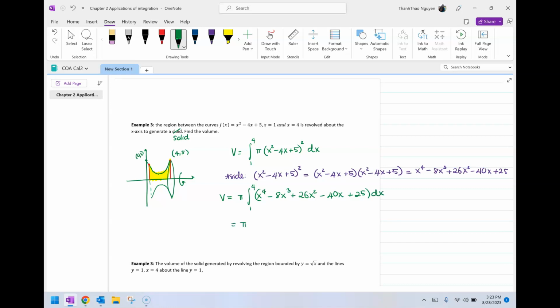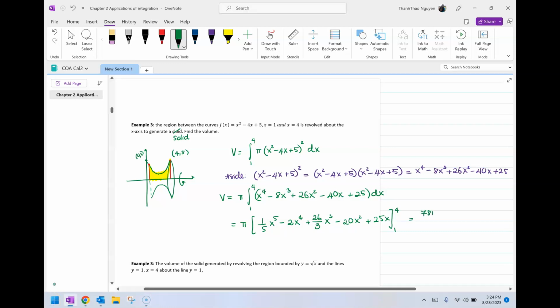This is pi times 1/5 x to the 5th minus 2x to the 4 plus 26 over 3 x to the third minus 20x squared plus 25x, evaluated from 1 to 4. This equals 78 pi over 5.